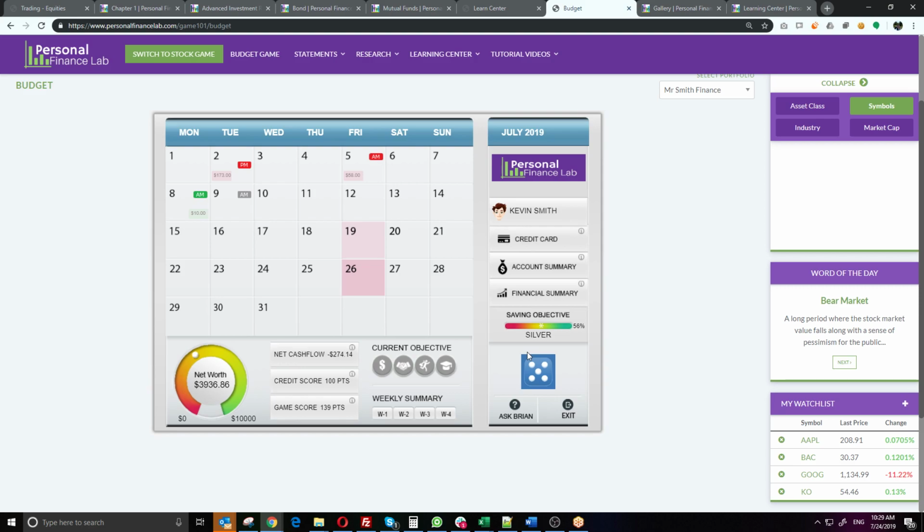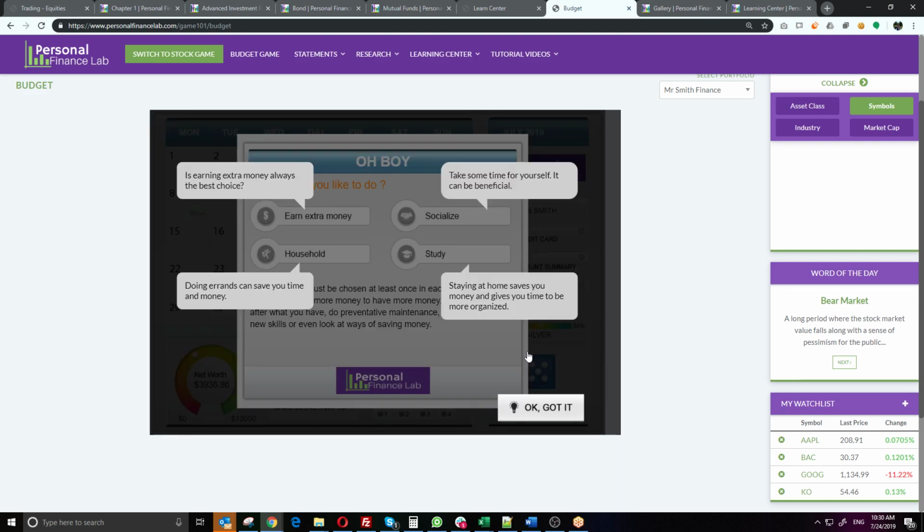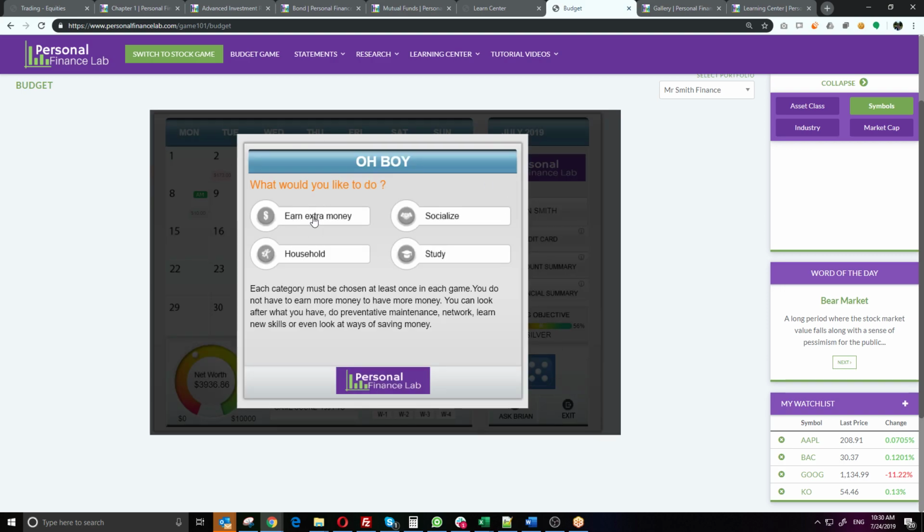And every week they have the option of how they're going to spend their free time. Are they going to work extra hours at work for more money? Are they going to socialize with their friends? Are they going to study for their exams that are coming up? Or are they going to do household activities to work on their household? So there are advantages and disadvantages of doing each one.